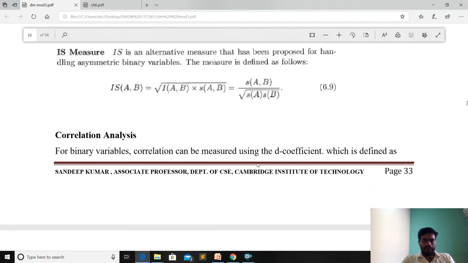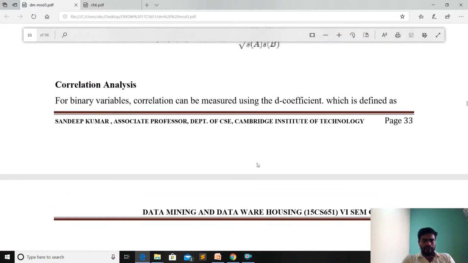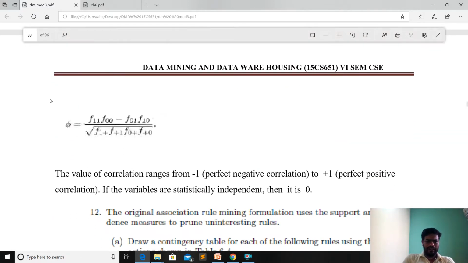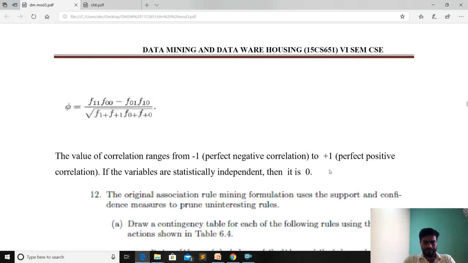So, now correlation analysis. For binary variables, correlation can be measured using the phi coefficient, which is defined as follows. The phi coefficient is equal to f of 1 1 into f of 0 0 minus f of 0 1 into f of 1 0, divided by root of f of 1 plus, f of plus 1, f of 0 plus, f of plus 0. The value of the correlation ranges from minus 1 to plus 1. If the value of this phi coefficient is minus 1, then it is perfect negative correlation. If its value is plus 1, then it is perfect positive correlation.